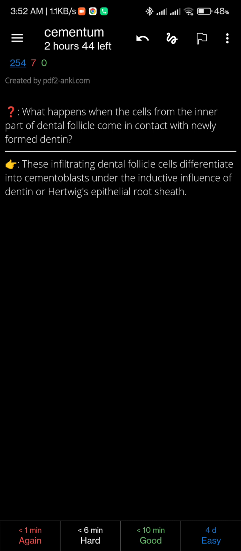So what happens when the inner part of the dental follicle comes around the dentin? These infiltrating dental follicle cells differentiate into cementoblasts under the inductive effect of dentin or Hertwig's epithelial root sheath. Okay, so what about cementum derived attachment proteins?